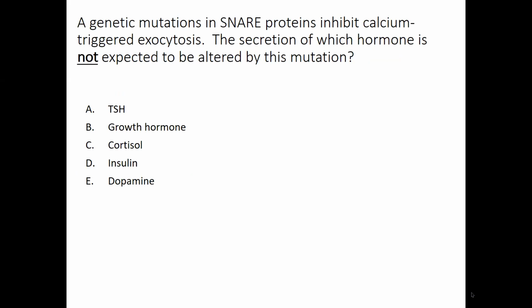SNARE proteins are the proteins involved in vesicles fusing to the plasma membrane. In this example, genetic mutations in the SNARE proteins inhibit calcium-triggered exocytosis. That's what we've talked about, regulated exocytosis. So the secretion of which of these hormones is not expected to be affected by a mutation in the SNARE protein? Which one of these would not be in a secretory vesicle? Cortisol, C.